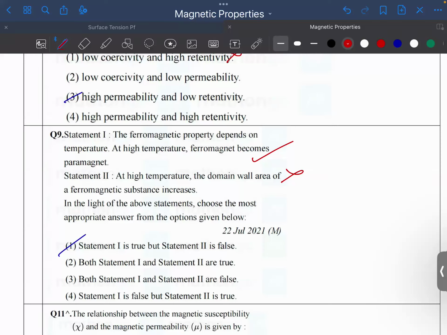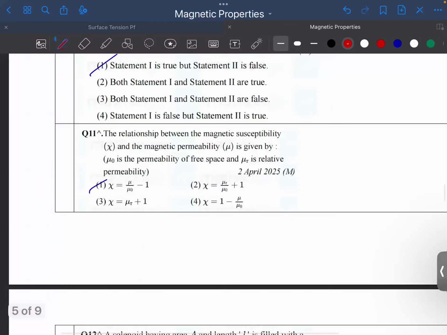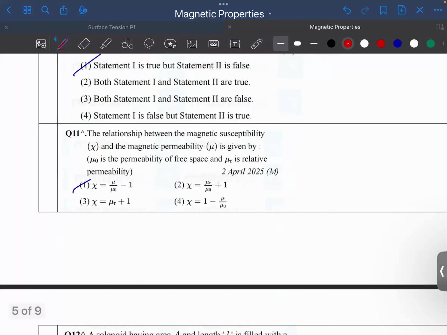Right. Mu r is 1 plus susceptibility. Susceptibility is mu r minus 1, which is mu by mu naught minus 1. Any doubts? Boys and girls? Clear? Right.